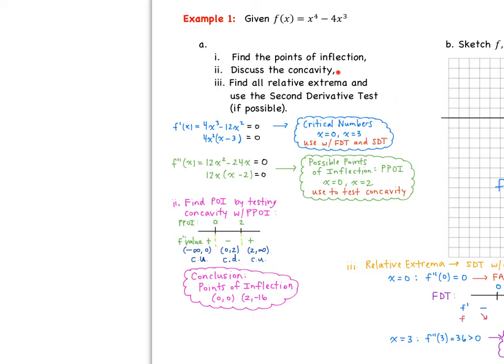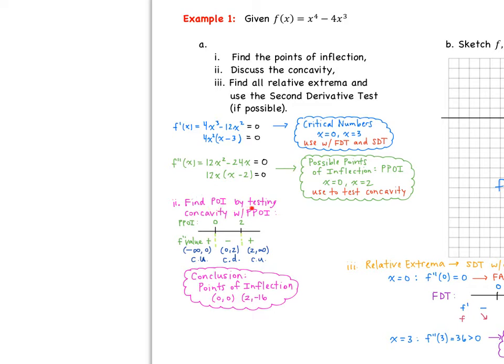But now to talk about concavity, we need our second derivative, not the second derivative test. So f double prime is going to be 12x squared minus 24x. To find our possible points of inflection, we set this equal to 0. So we factor, and we get two possible points of inflection. I call those PPOI, possible points of inflection. I have to use the concavity test to determine if they actually are points of inflection.